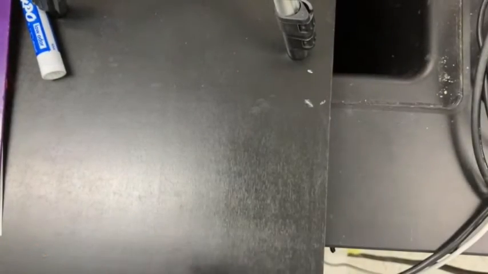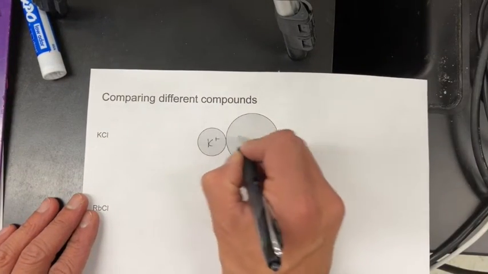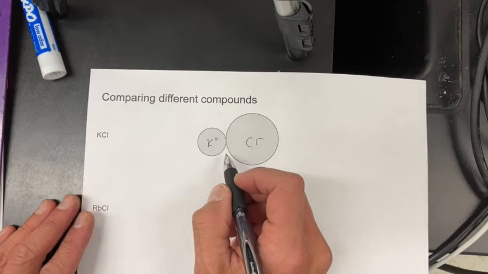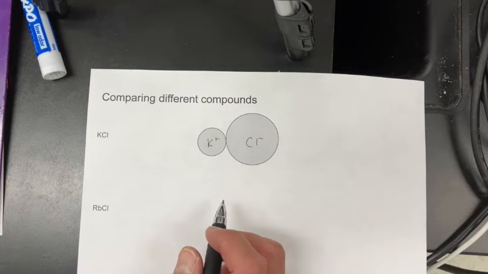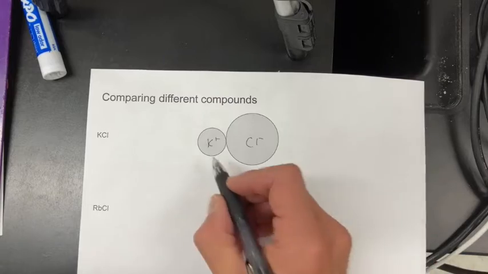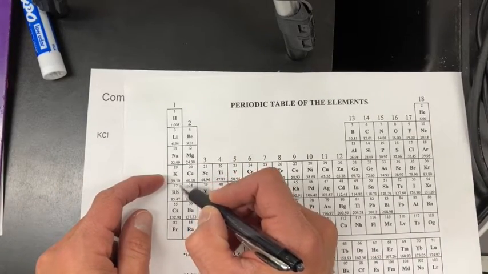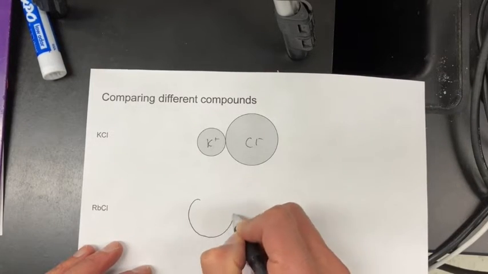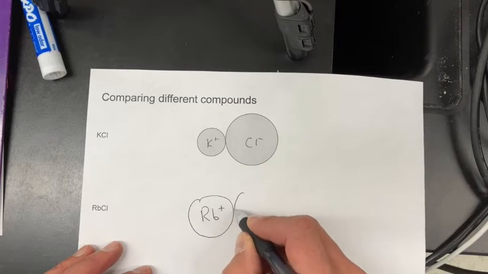So let's take a look at two substances here. KCl, we looked at before. Let's say it has some kind of strength of attraction. And now I want to look at something like rubidium chloride. We looked at this in class. Rubidium is a little below K on the periodic table, so rubidium is going to be bigger. Chlorine is still the same size.